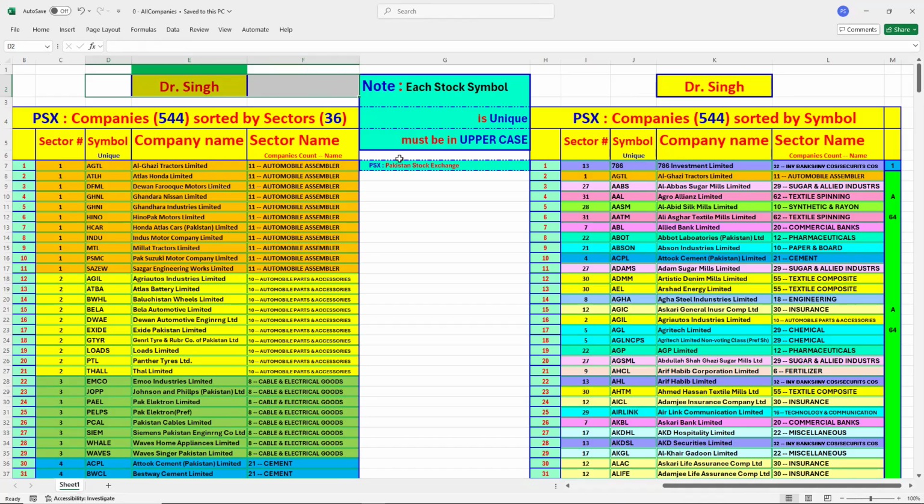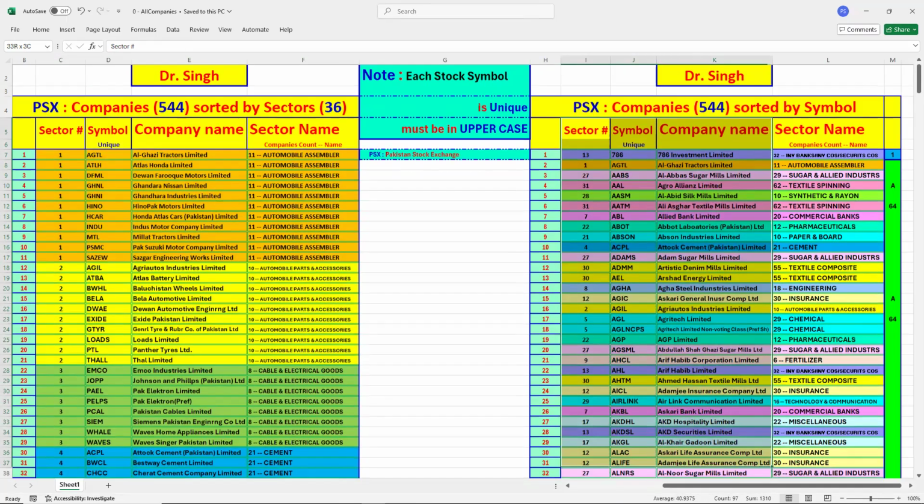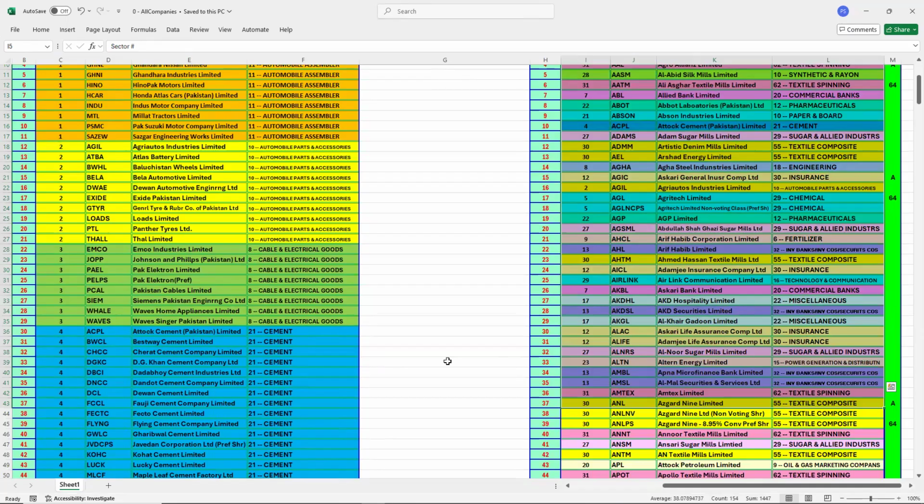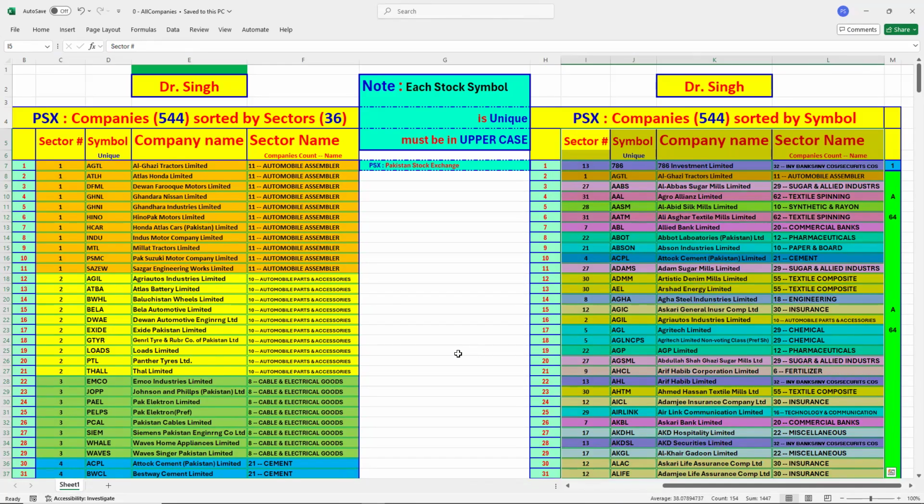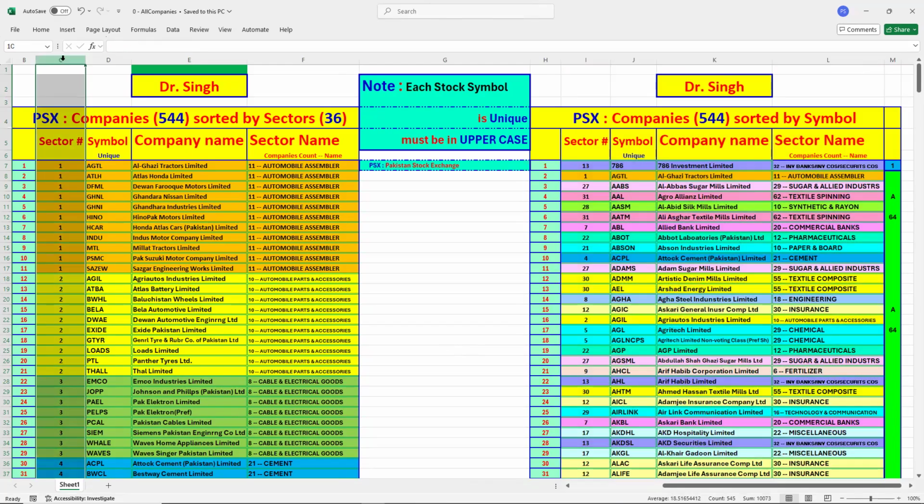What you're looking at are two different tables, one over here and the second over here. The information in both tables is the same, except in the first case, on the left side, the table is sorted based upon the sector number, and within the sector, they're sorted by the company name. On the other hand, the table on the right-hand side is sorted on the symbol.